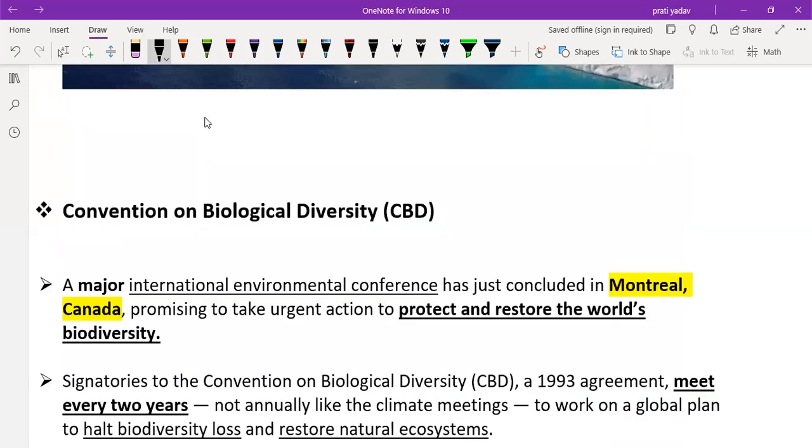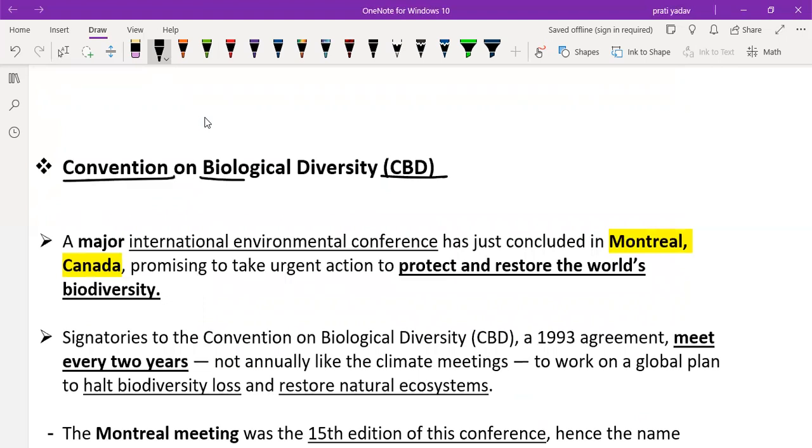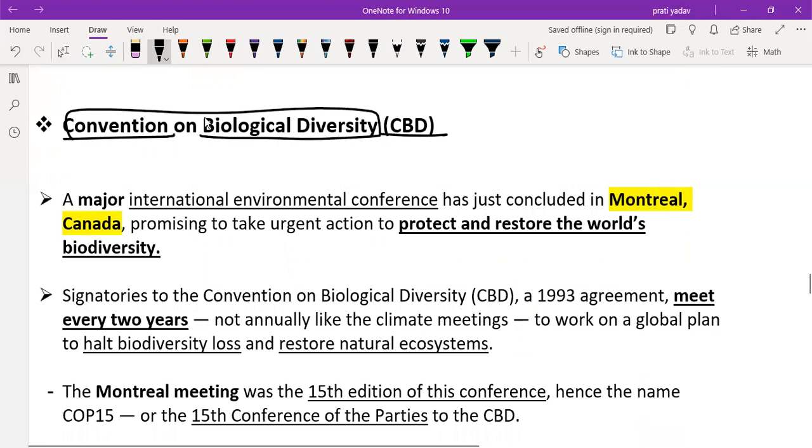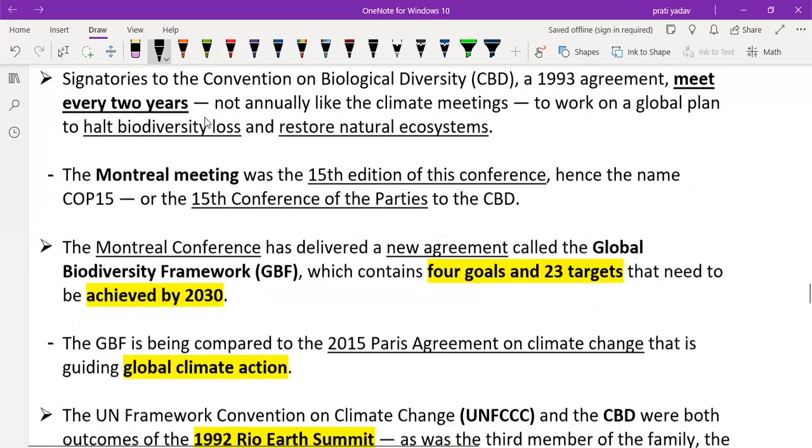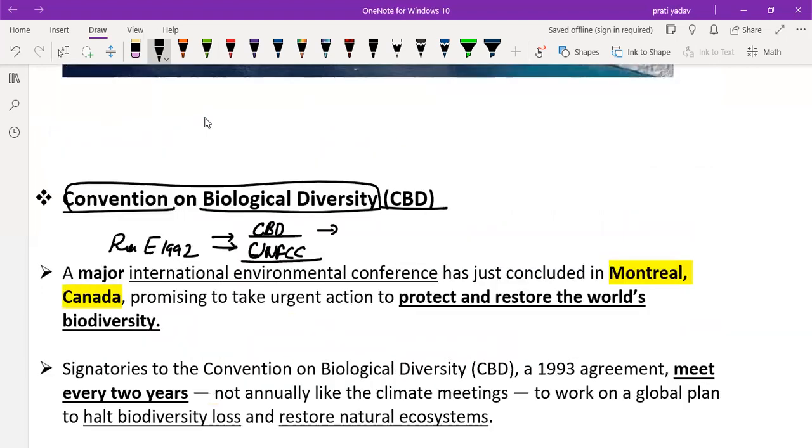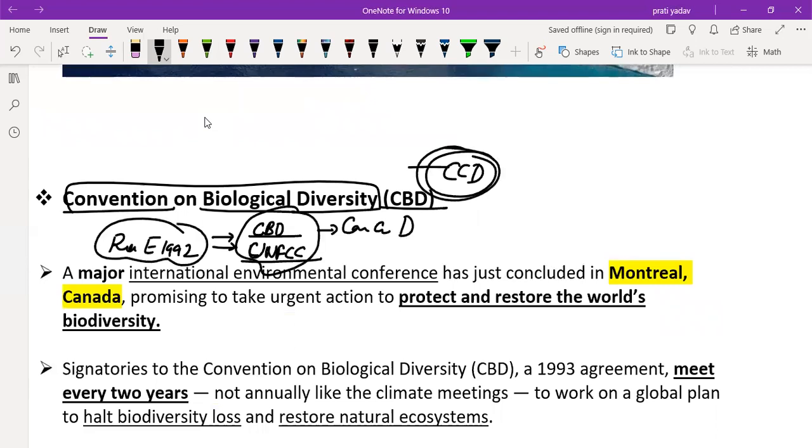So now let's move on to the next topic, CBD, the Convention on Biological Diversity. There are three important agreements that came out of the Rio Earth Summit of 1992. One of them is CBD, the Convention on Biological Diversity. Another one is UNFCCC, the United Nations Framework Convention on Climate Change. The next one is the Convention on Combating Desertification, CCD. So these three agreements, CCD, CBD, and UNFCCC, came out of the Rio Earth Summit of 1992. So this meeting is important, and all these three are also important.